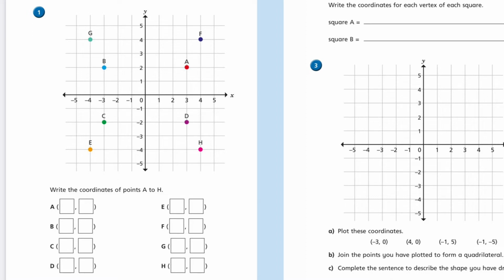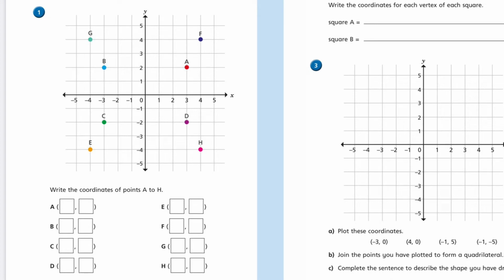If you now look at B, we're moving on to the second quadrant. You go along first. So if you go along -3 and you go up +2, the coordinates are -3, 2. If we move on to letter C, that's in the third quadrant. Remember, we go along the corridor first. So we go along to -3, and then we go down -2. So the coordinates for C are -3, -2.